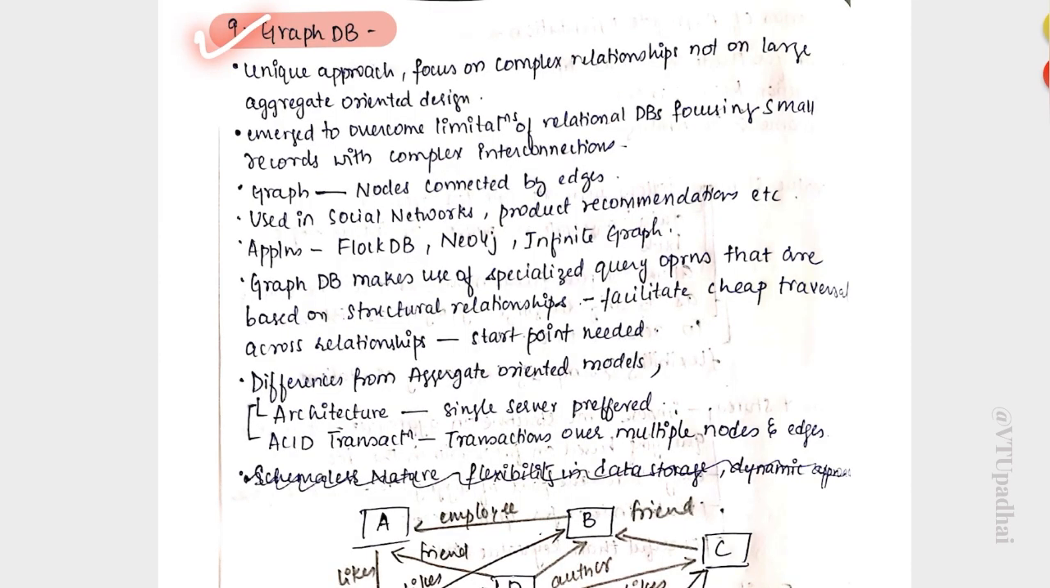Next we have the graph database. Graph database could be asked for 10 marks. They'll ask you to draw a diagram, or ask what the features of graph database are. So, understanding graph database now. This is a topic from the third chapter of the first module.